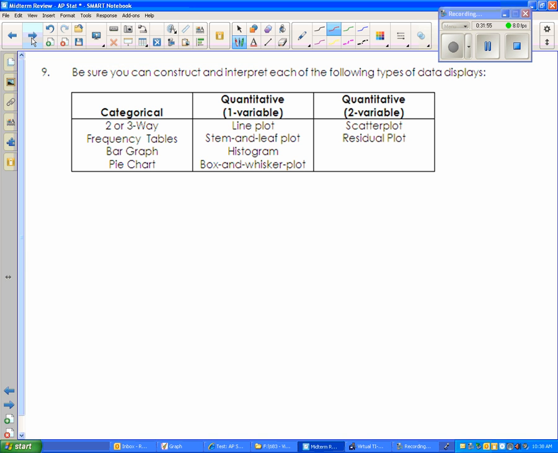Okay, in number 9, this has to do with all the different types of displays. It's important not only that you can look at a display and interpret the information, but that you can create these displays. So for categorical variables, we often use frequency tables or 2- or 3-way tables. You guys learned about bar graphs and pie charts in algebra, so you should be able to interpret those. With a quantitative variable, if we're dealing with one variable, then we're usually dealing with the frequency and how often the value occurs. And we can look at that through a line plot, a histogram, a stem and leaf plot, a box and whisker plot.